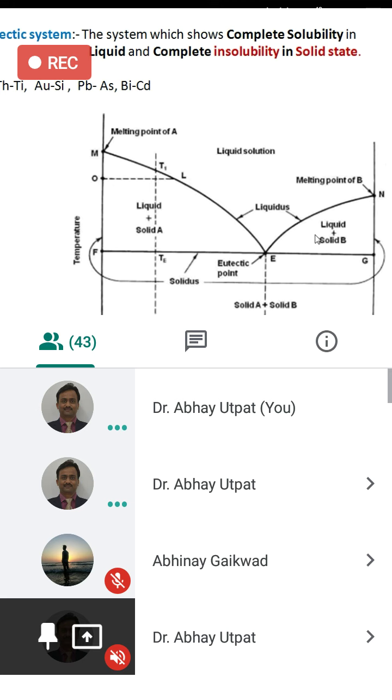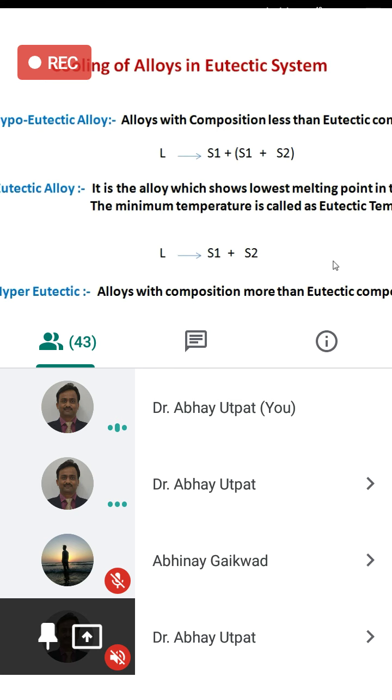Okay. So, if you cross line EG, EG is a solidus line. 90% B, that is S2, plus 90% B plus 10% mixture of AB. That will be at the phase below EG. Same thing is given. S2 plus S1 plus S2.